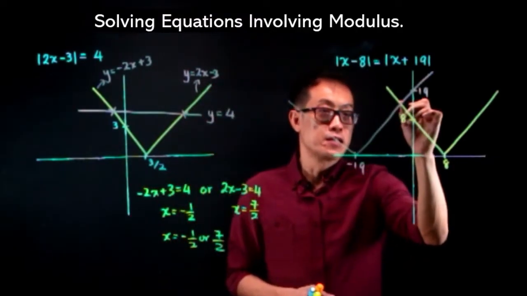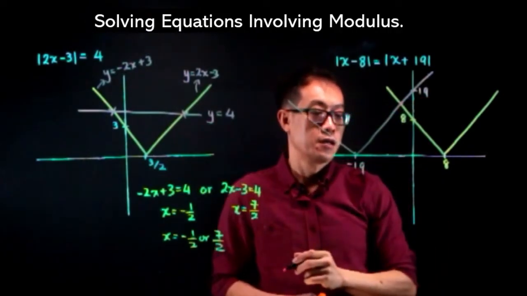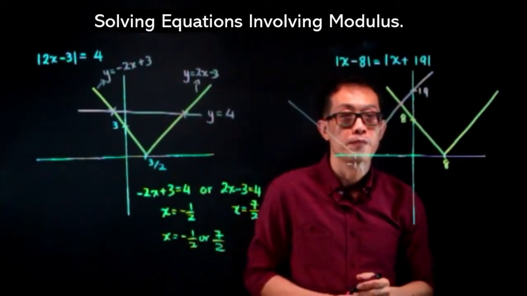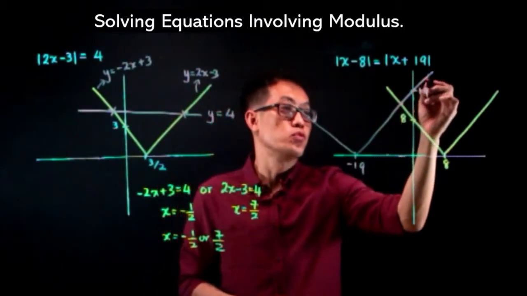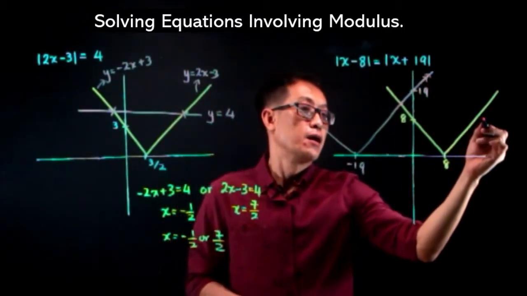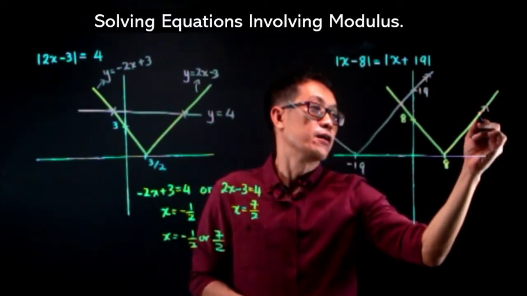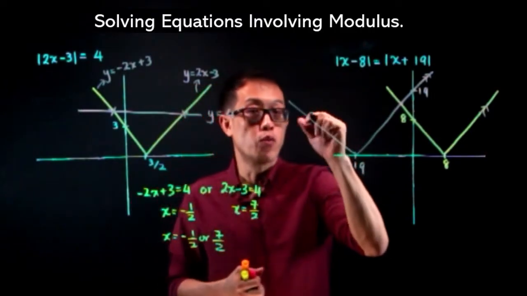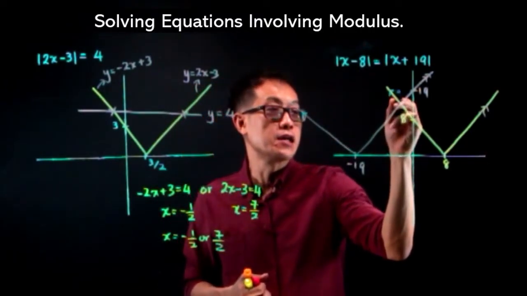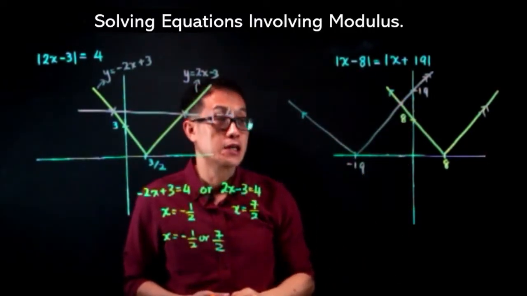Now, there's one intersection here. Does it have another intersection here? No, because these two lines are parallel, and these two are parallel. So there is only one intersection point, that is here.